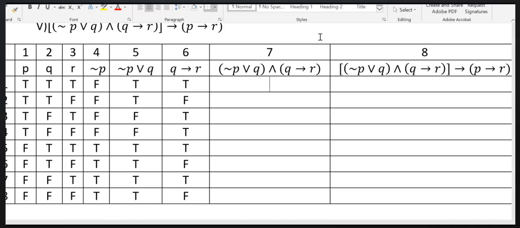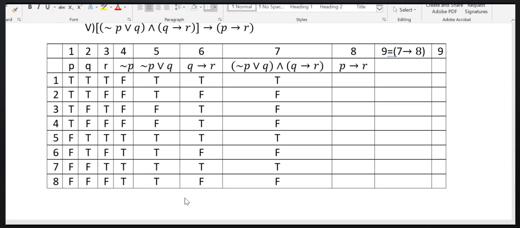Here I had made a mistake, and I will change it afterward. This is Q implies R. This is Q implies R. That is F implies F, it must be true here. And I will change it afterwards. That's why you have to take very high precaution when you construct this type of table.